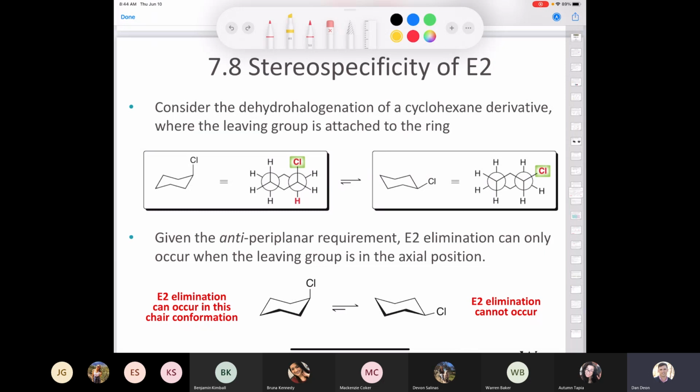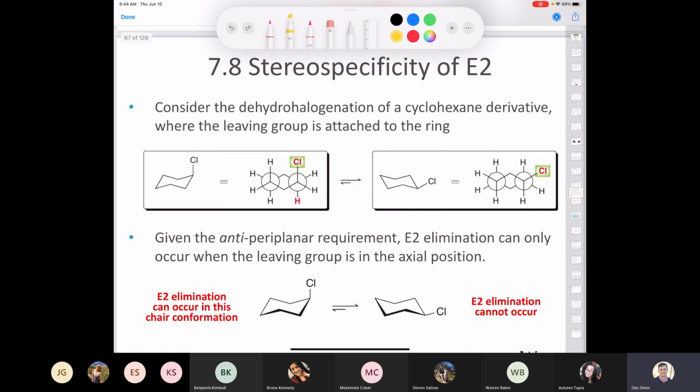If I look at the Newman projection of this molecule, chlorocyclohexane, you can see that in order for an elimination to occur, the chlorine has to be in the axial position. Now, I know that is not the preferred conformation. You have a conformation where the chlorine is axial or equatorial, and the equatorial one is present in a larger amount. However, an E2 elimination cannot occur when the chlorine is equatorial.